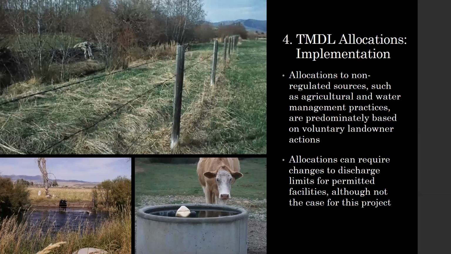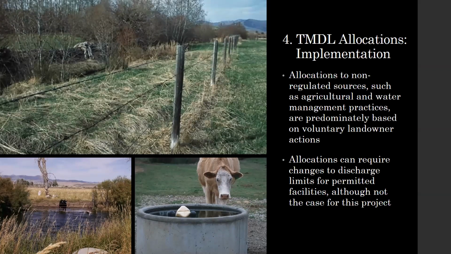Now, how the allocations are achieved is dependent on whether the source is regulated. In this particular watershed, all of the sources identified for this project are unregulated sources, and therefore implementation of water quality improvement practices is voluntary. A regulated source is one that is permitted to discharge a pollutant into a surface water or groundwater. And as I said, we don't have any regulated sources within the watershed that are discharging sediment or elevated water temperatures to the streams that were studied for this project.